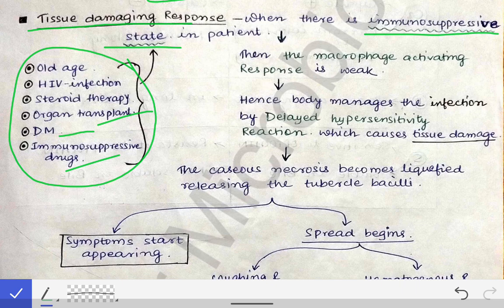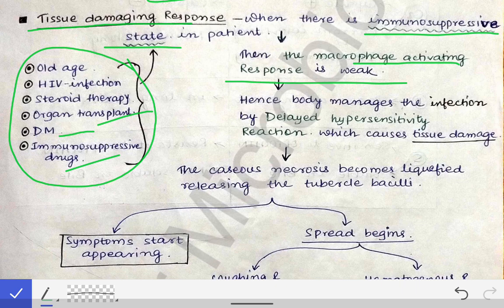And when there is an immunosuppressive state, then what happens? The macrophage activating response becomes weak. We have talked about the macrophage activating response, like how those macrophages were getting activated, producing epithelioid and giant cells, then producing hard tubercle, and then soft tubercle, and then in the soft tubercles the caseous necrosis. How that caseous necrosis was preventing the growth of the tubercle bacilli by low oxygen tension and low pH. Now all these processes have become weak.